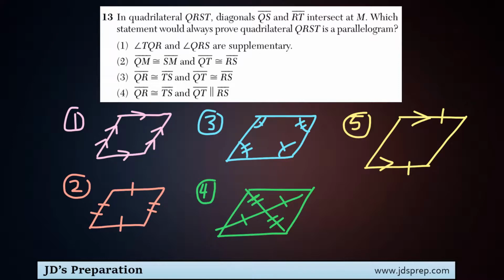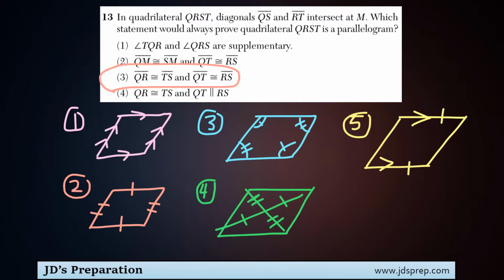The second way to prove you have a parallelogram is if both pairs of opposite sides are congruent, or the same length. The third one is if both pairs of opposite angles are congruent. The fourth one is if the diagonals of the quadrilateral bisect each other. And the fifth and final one is if one pair of opposite sides is both parallel and congruent. So looking through these 4 options, the only one that matches one of those is our third choice.